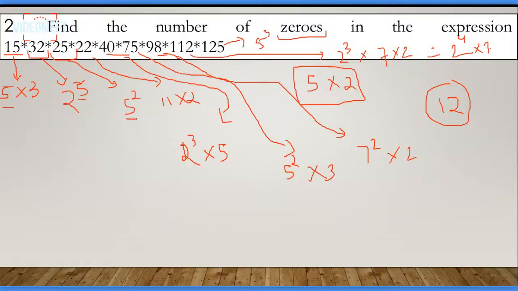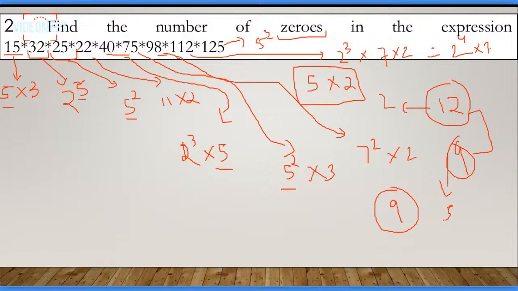And how many 5's are there? Number of fives here is 9. How many pairs are possible? Only 9 pairs are possible. Fine. If you want to find the pairs of 5 into 2, the number of 2's is 12 and the number of 5's is 9. That means only 9 pairs of 5 into 2 are possible, so when we solve this expression, we get 9 zeros at the end of the multiplication.